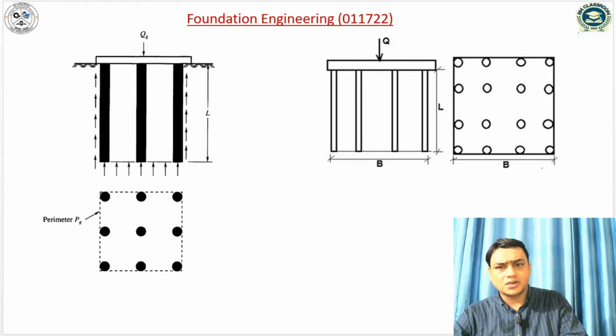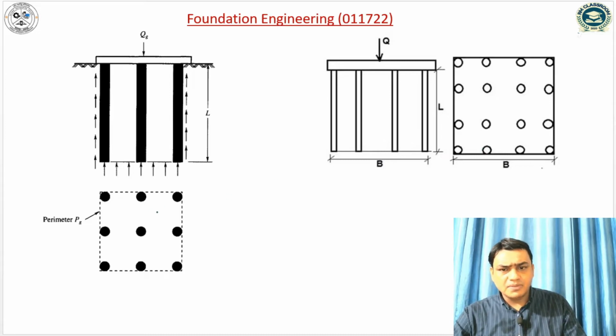We can see the pile arrangement here, this is the length of the pile, and the piles are arranged in a square block, here a group of 9 piles. Here we can see this is the center to center spacing, and this is also the center to center spacing. Here a 16 pile group is arranged in a square pattern. So piles can be arranged in a square pattern, a triangular pattern, or a rectangular pattern.